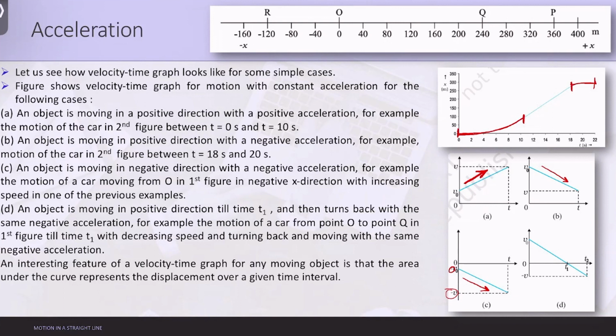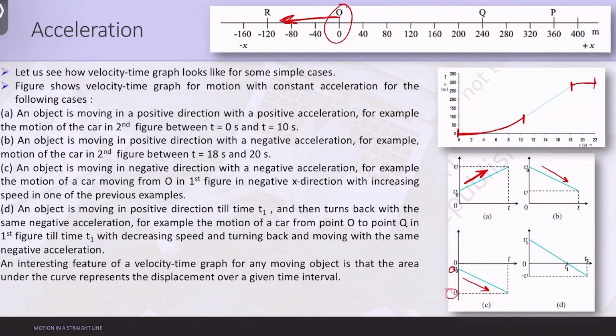For example, the motion of the car moving from O in the first figure in negative x direction with increasing speed, as in one of the previous examples. So it is moving in this direction with increasing speed. Okay, so that we can say as the C point.